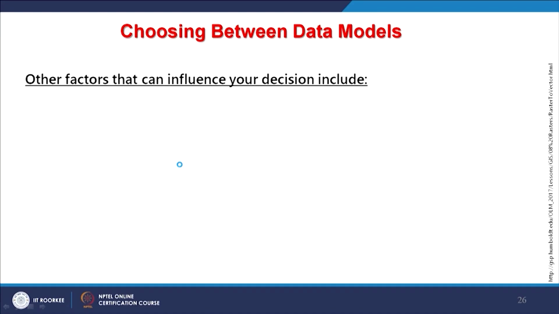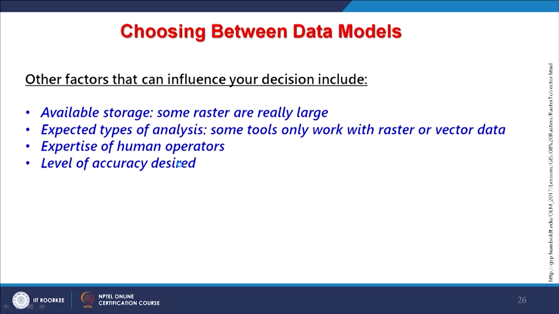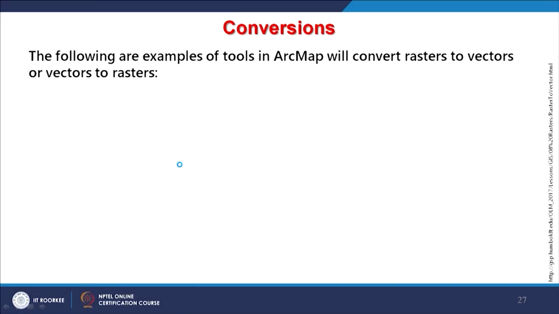And other factors can influence your decision, which include the available storage, because raster requires a really large storage space. Expected types of analysis matter, as some tools only work with raster or vector data. Expertise of human operators is also required, and the level of accuracy desired will make our decisions. And some examples are here with the ArcMap GIS software converting from vector to raster.